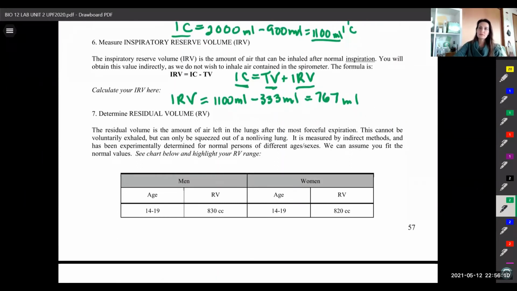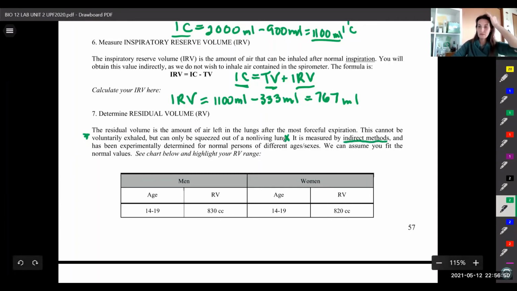Next up, to determine residual volume, we are going to estimate that based on your characteristics, sex, and age. And there's some information here. For instance, we can't measure this directly because you can't voluntarily exhale this air that is trapped in the dead space, right? The only way we can get a measurement of that volume is to squeeze it out of you after you're dead, right? We can get an accurate measurement then of just how much air is in that dead space, if you will. So since we're not going to be doing that, we can use indirect measurements.